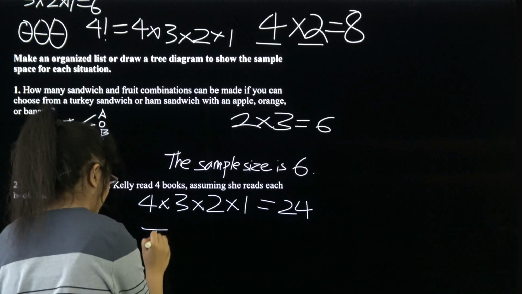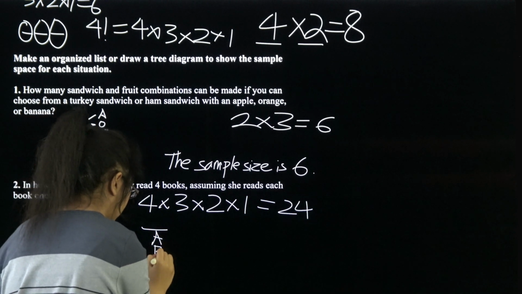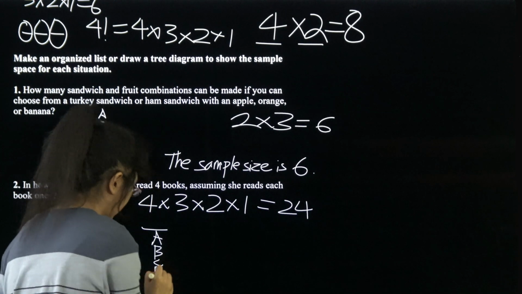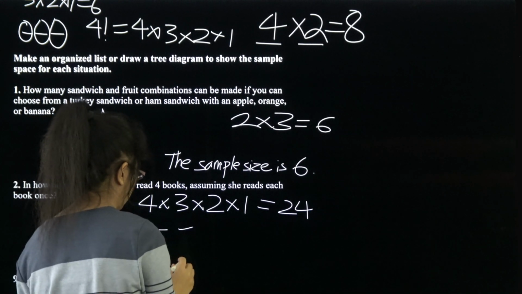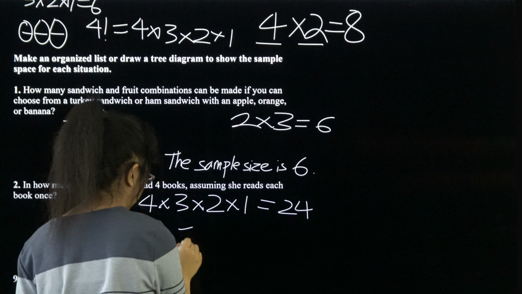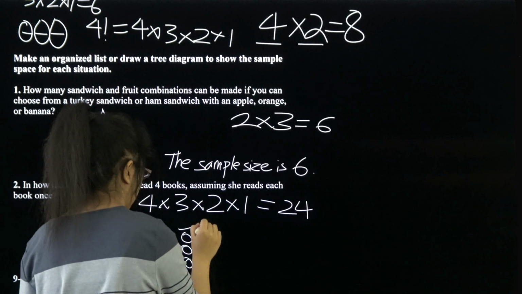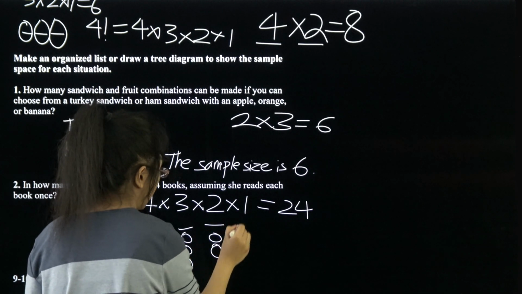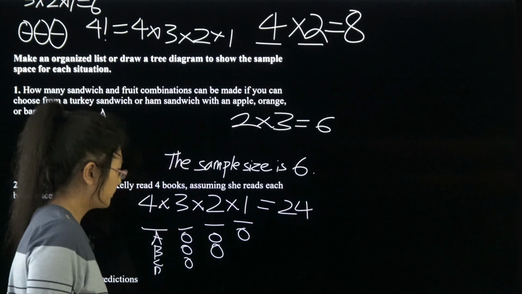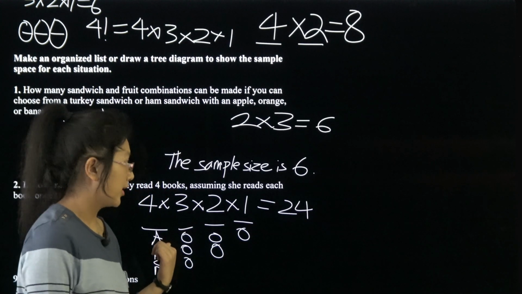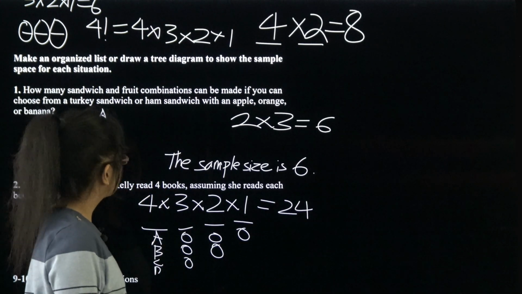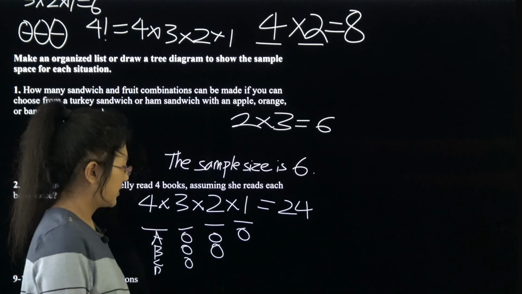So for the first one, you can have A, B, C, or D. For the second choice, you can't reuse anything, so you only have 3 of them left. And then for the third, there's only 2. For the fourth, it's whatever's left. This is like drawing a tree diagram, right? Except, kind of inverted.